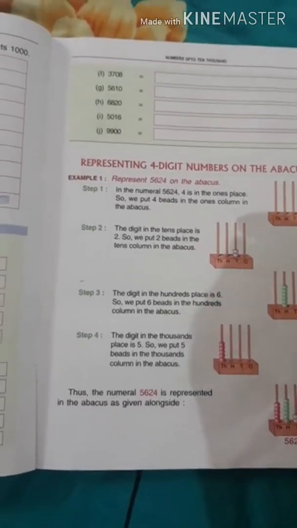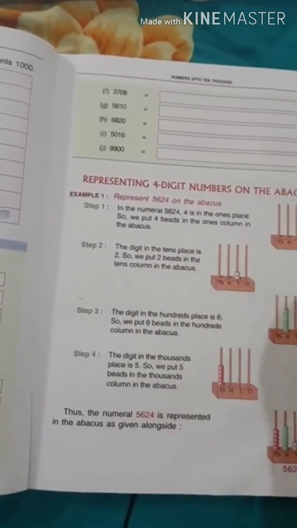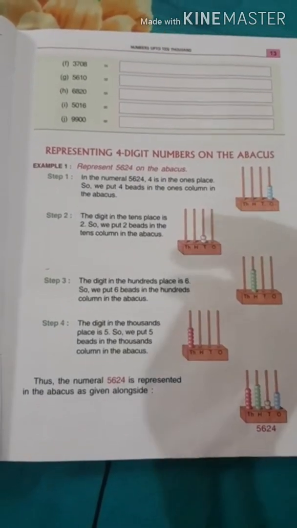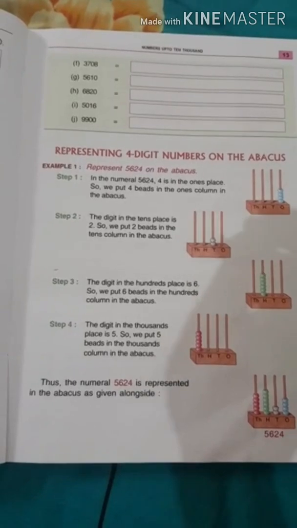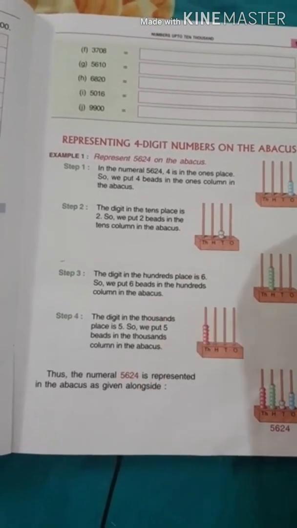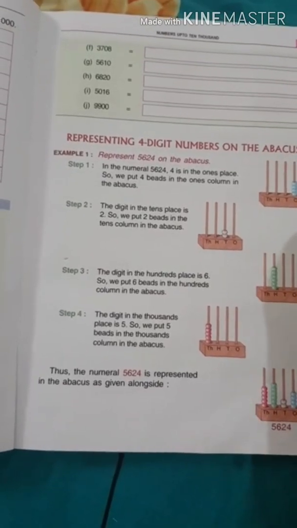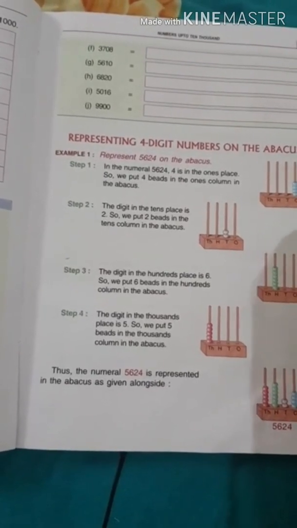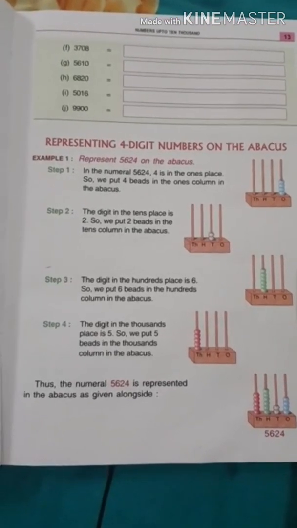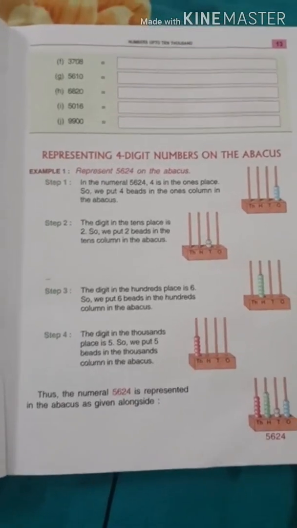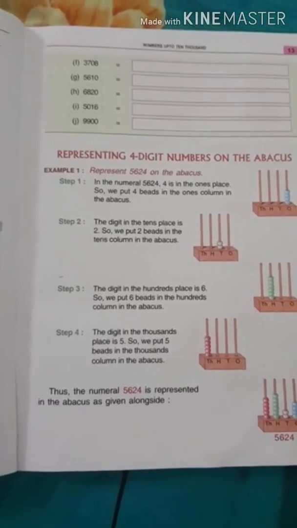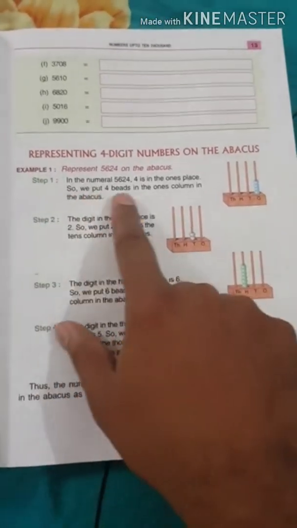Understood? What is an abacus? Can anyone say? An abacus is a manual tool for calculating numbers. A 4-digit number. What is a digit? Digits are the parts of a number. Okay, here it is already given.